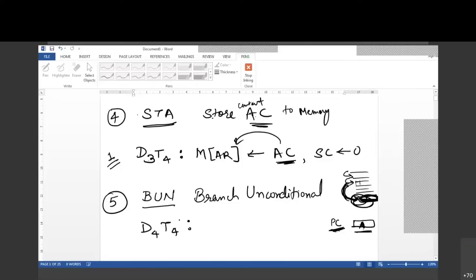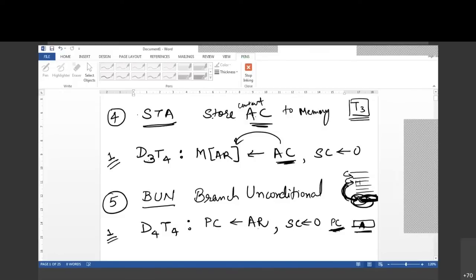D4 is for 1. Okay. T4. Here what will we do? Simply PC के अंदर क्या डाल दो? AR का कंटेंट. AR में आपका इफेक्टिव एड्रेस आ गया है ना टाइमिंग सिग्नल T3 पे. Recall our instruction cycle. T3 में we have our effective address which we want to execute, right? So here PC के अंदर store the address which is in AR and set the sequence counter to 0. So this instruction also got completed in one timing signal.